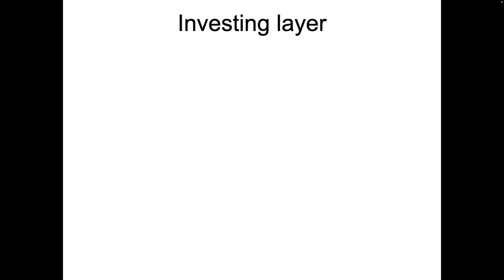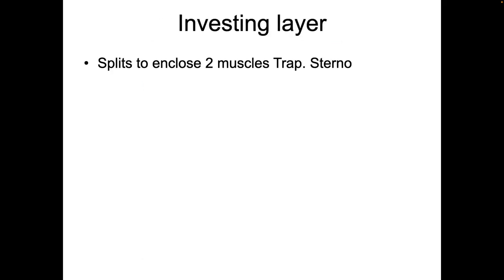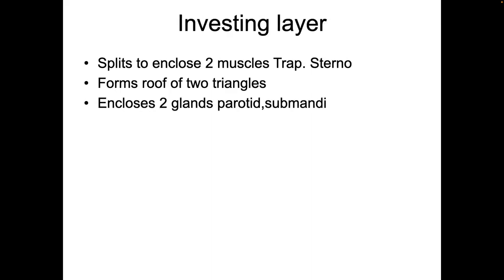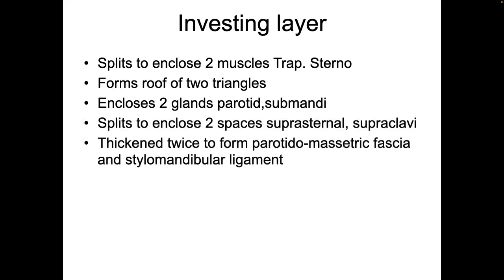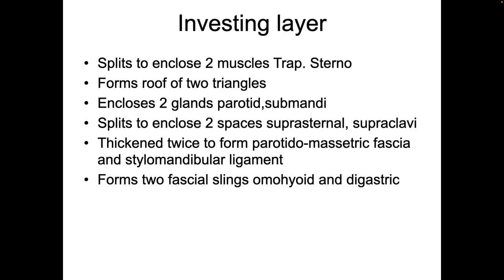So we saw that the investing layer splits and encloses two muscles, the trapezius and the sternocleidomastoid. It forms roofs of two triangles. It encloses two glands and splits to enclose two spaces. It is thickened twice to form two fascias, one is the parotidomastoid, the other is the stylomandibular, which is also known as the stylomandibular ligament. And it forms two slings for omohyoid and digastric.